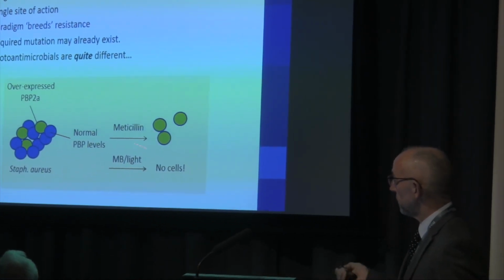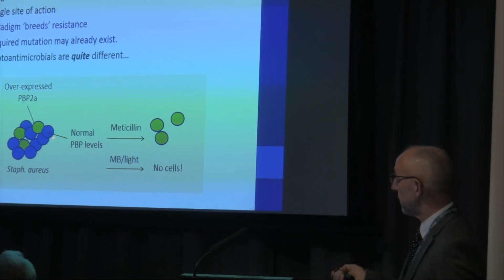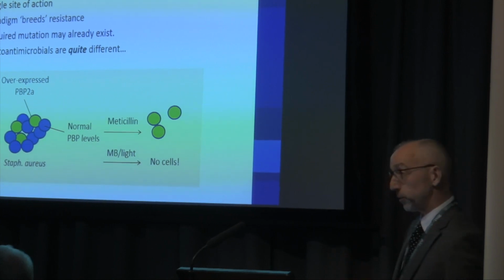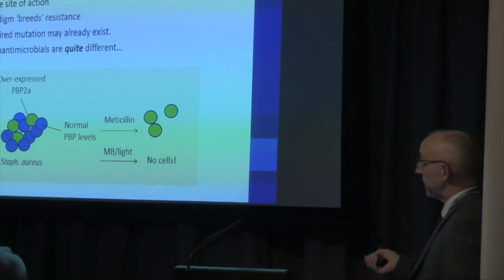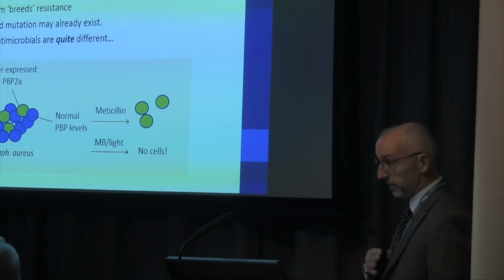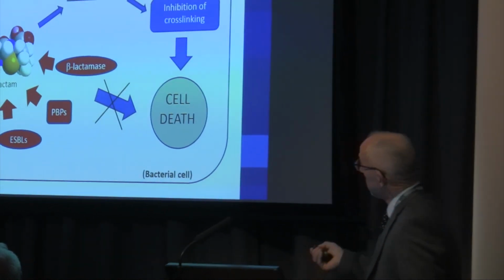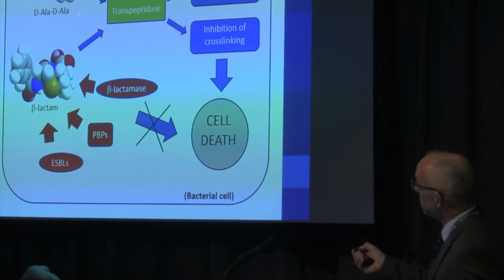If we use a simple photosensitizer and light, then the reaction is completely different. It doesn't make any difference how much PBP2A you've got. You end up with no cells at all. So that's the angle that we're coming from. A little bit more detail.